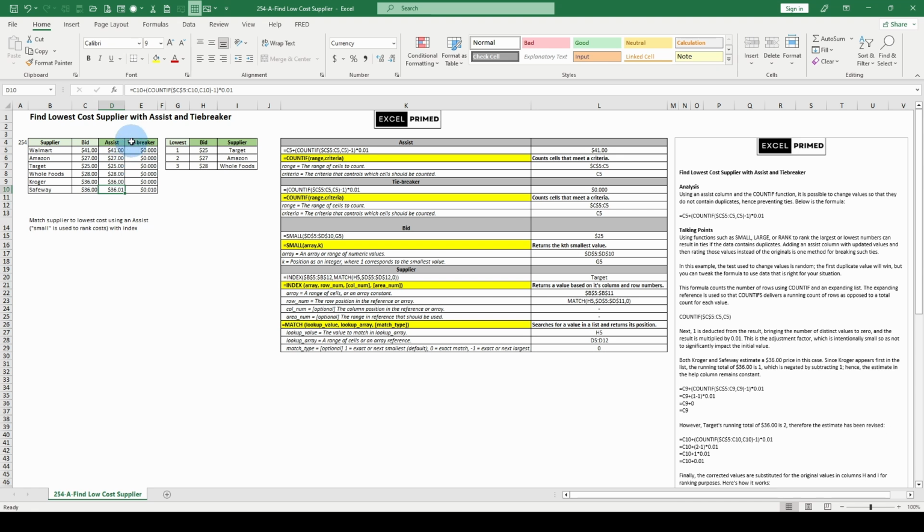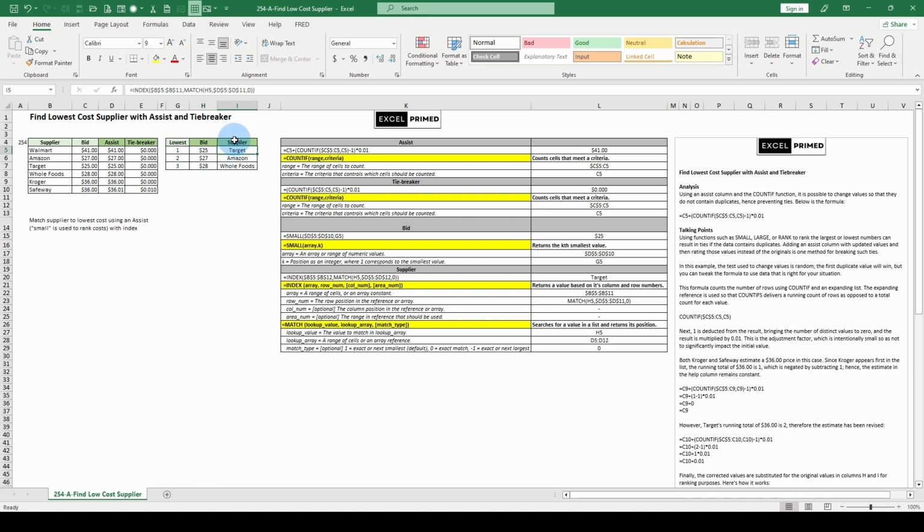In the end, we have a tiebreaker. If we have a match here, we're looking at Kroger and Safeway. Let's say Walmart has the lowest price, then Amazon, and then it's Kroger or Safeway. Well, Kroger will be the third. That's it. And in terms of implementing this, we're just going to use SMALL, and we're just going to look at D5, which is our assist, and G5, which gives us our ranking. We want number 1, number 2, and number 3.